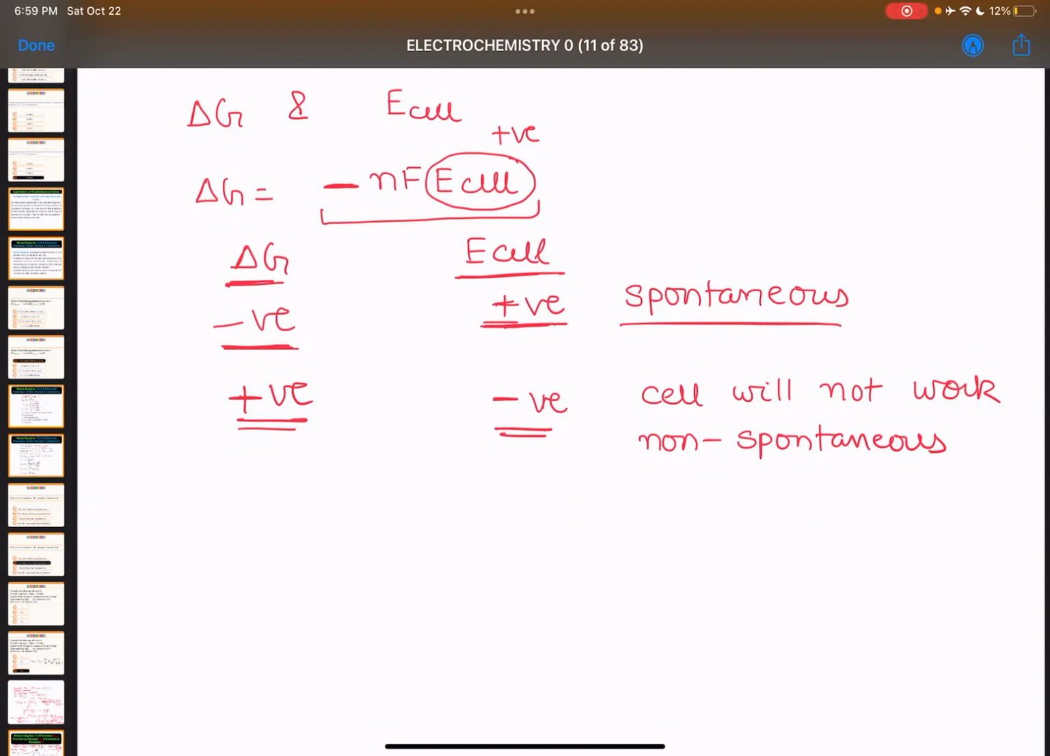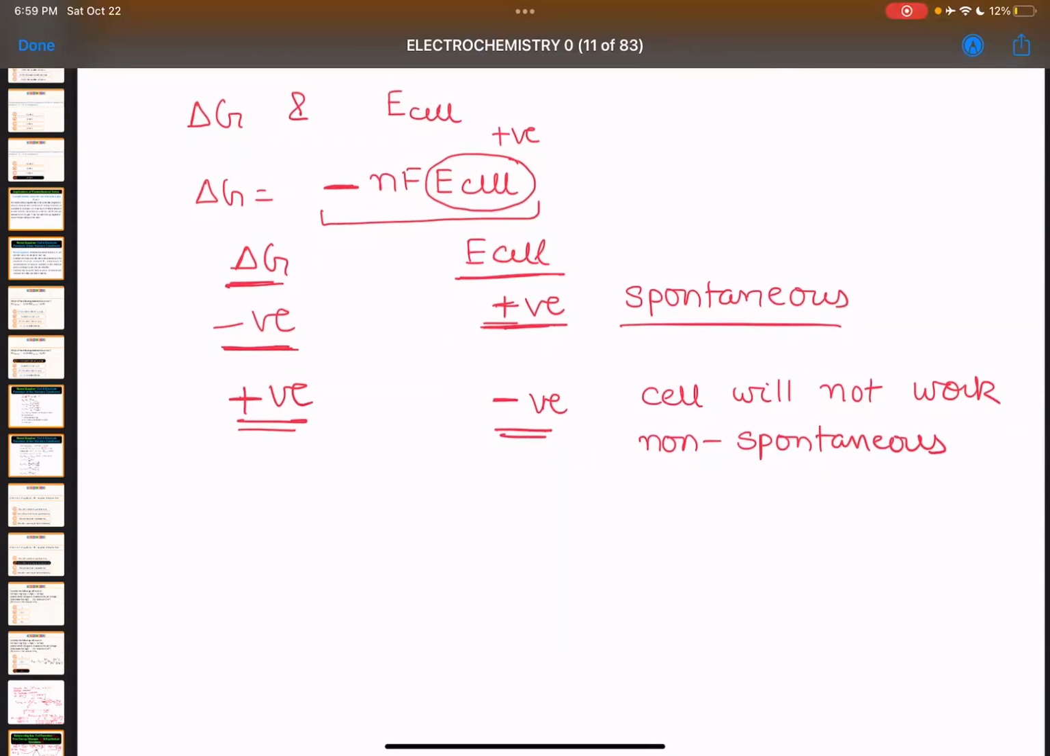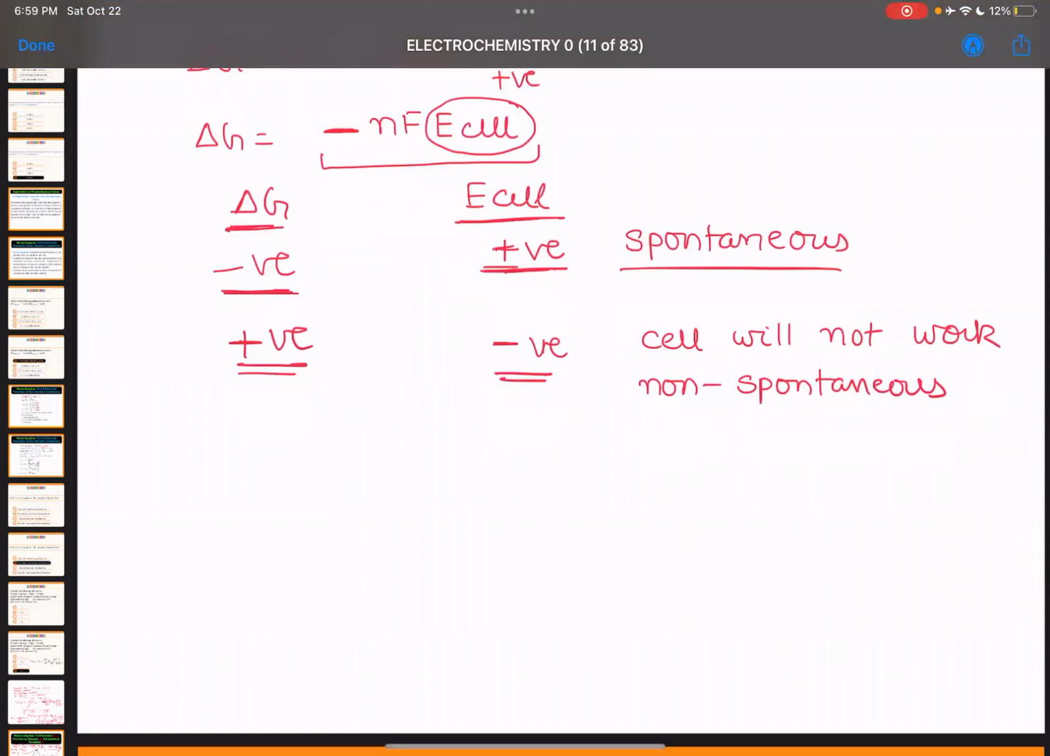Okay. Clear? Amuna, is this clear? How is it positive? Delta G equal to minus nFE cell. Okay, so if E cell is negative and the whole thing is negative, negative will become positive. Okay.